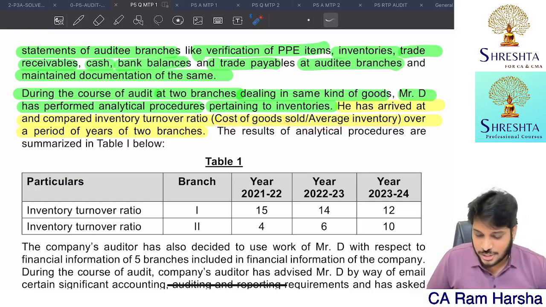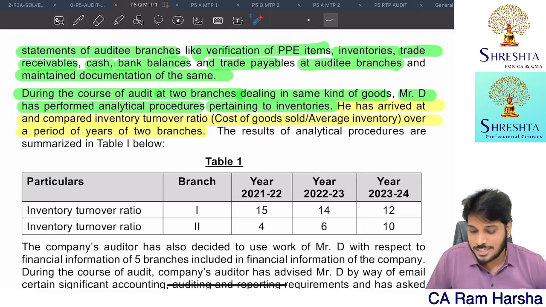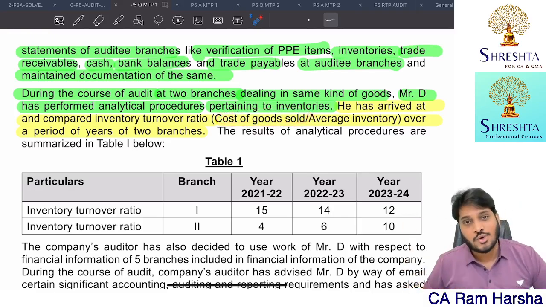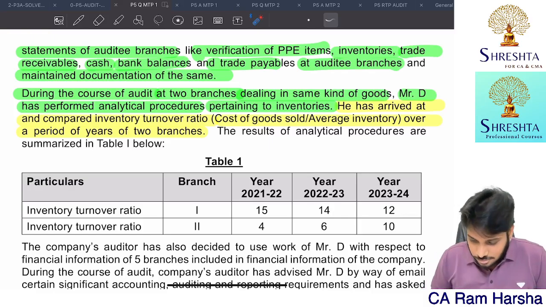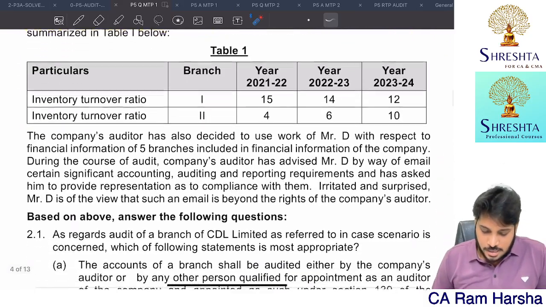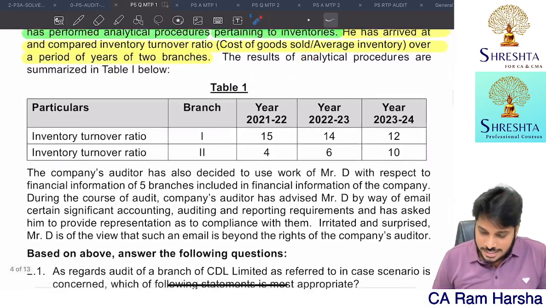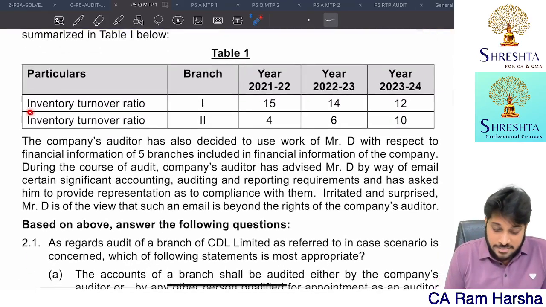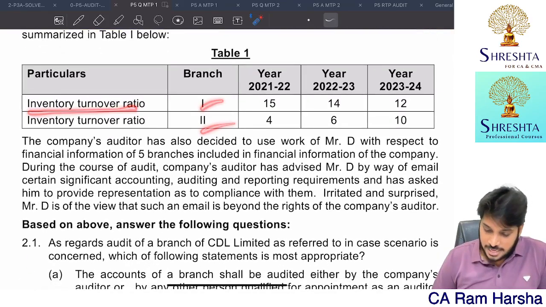Actual inventory turnover ratio, we don't measure with cost of goods sold. We generally measure with what? Turnover of the company. Yes or no? The results of analytical procedures are as below. We'll see. I think, I don't know whether they tested this or not. Inventory turnover ratio for branch number 1, branch number 2.